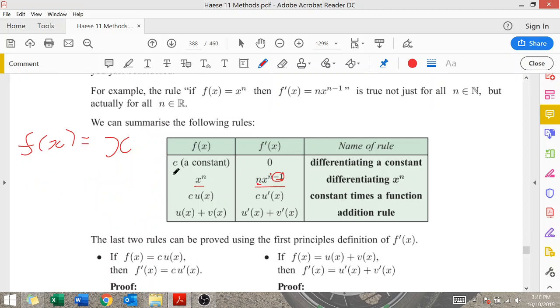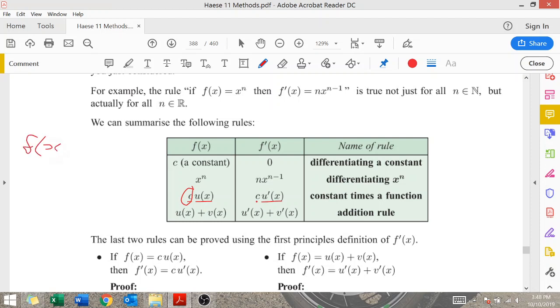Next one is pretty trivial. It's simply recognizing that constants out the front don't have much bearing on the actual derivative. So if we have some function, which is some constant, times some other function, u of x, then the derivative will be that constant times the derivative of u of x. So let's see what that looks like in practice.